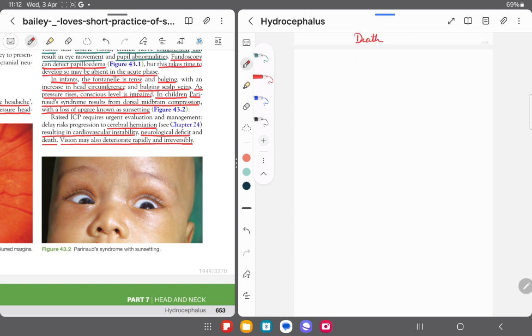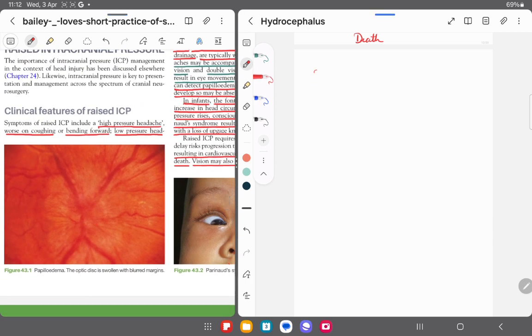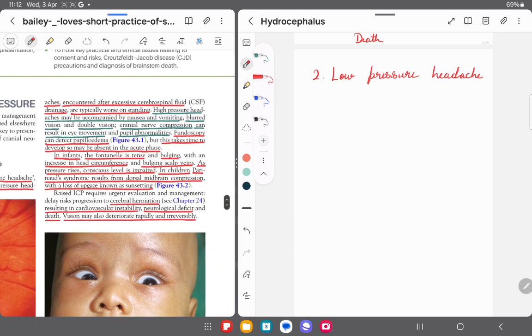There is one last entity called low pressure headache. We saw high pressure headache; there is also a low pressure headache. What is a low pressure headache? It is encountered after excessive CSF drainage, and it is typically worse when standing.